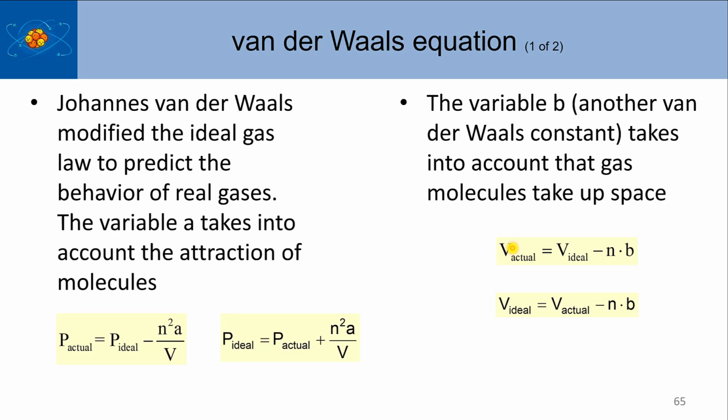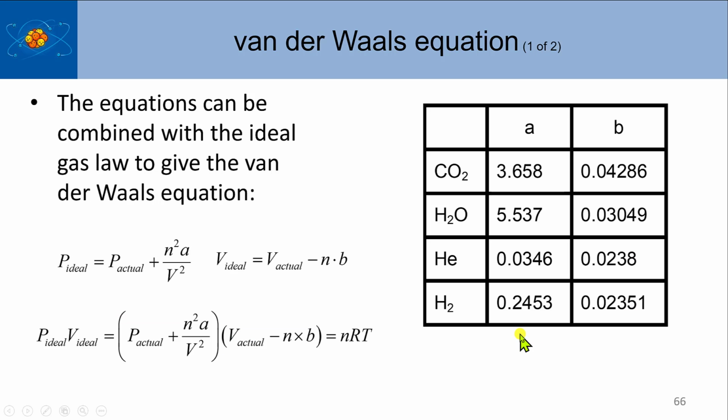He also said, well, the volume available to the molecules is actually smaller than the ideal volume because molecules occupy space, and this is the factor that takes that into account. He rearranged it and was able to write the ideal volume is the actual volume minus this molecular volume that's here, and he wrote another equation based off this, which has become known as the van der Waals equation. It looks like this, and I'm not going to make you use it.